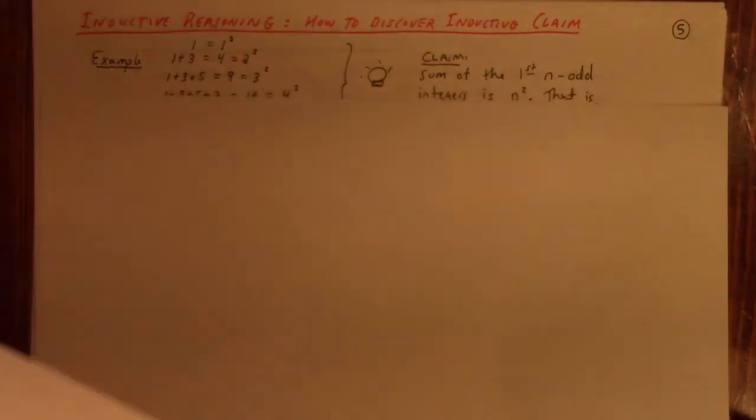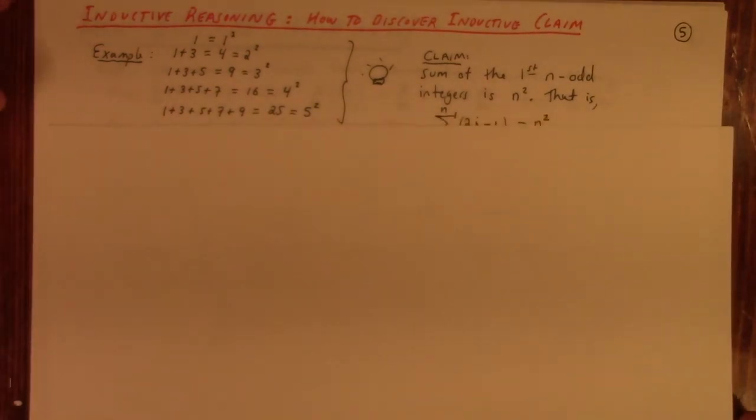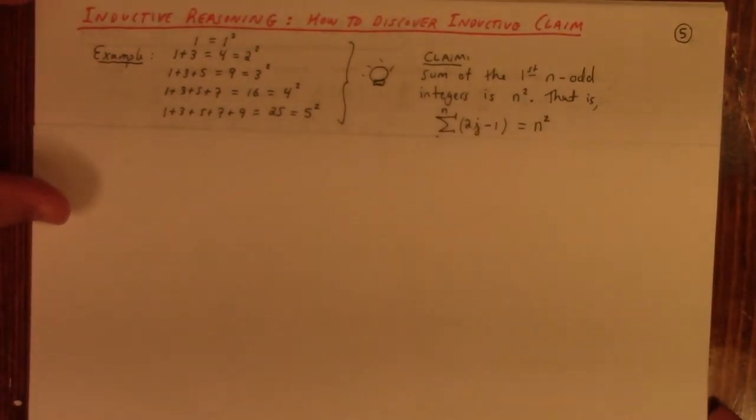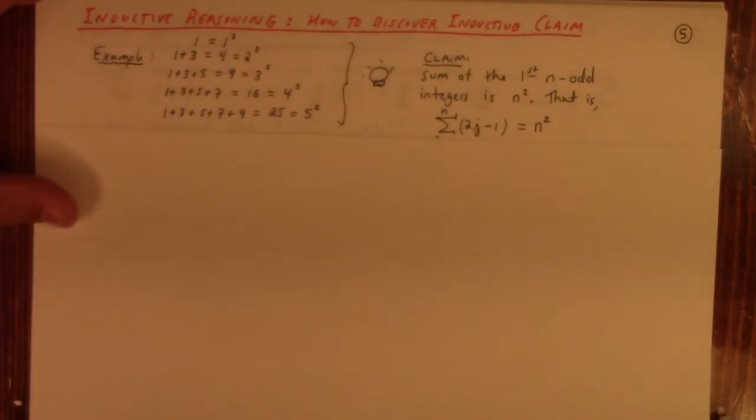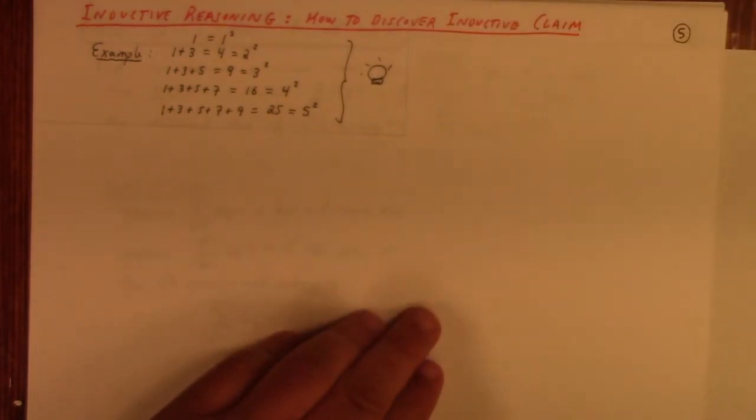Now, let me share with you, you might wonder, how on earth do you come to some sort of inductive claim? Well, there's various ways, but one way is just through experimentation, right? So here's a good one, and I think I've ruined it by showing you the after the light bulb, but hopefully you forgot it by now.